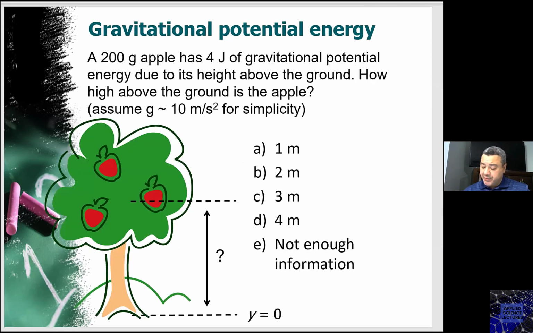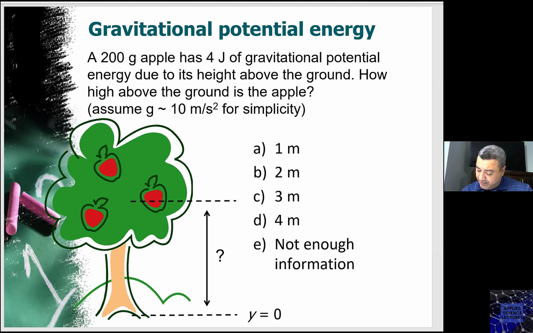So EP equals mgy. We'll see this example. In this example, we have an apple that has a mass of 200 grams, and it has a gravitational potential energy of 4 joules while it's on the tree due to its height, again, because we said it is proportional to the height. How high above the ground is the apple? Assume g is 10 meters per second squared for simplicity. So let's do the calculation.